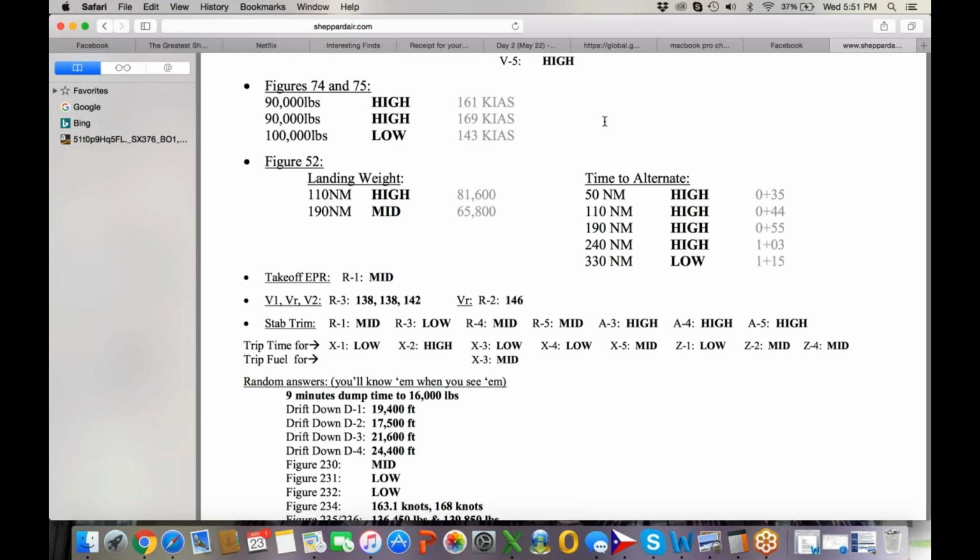Is the order of the multiple choice answers going to be randomized on the test? Yes, it is.